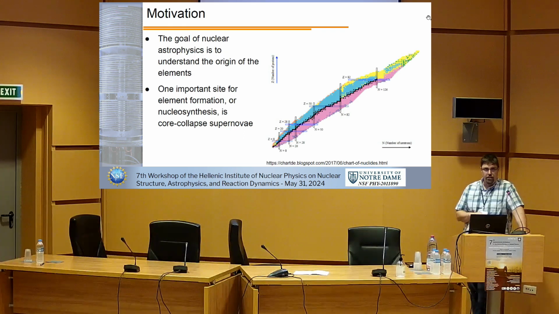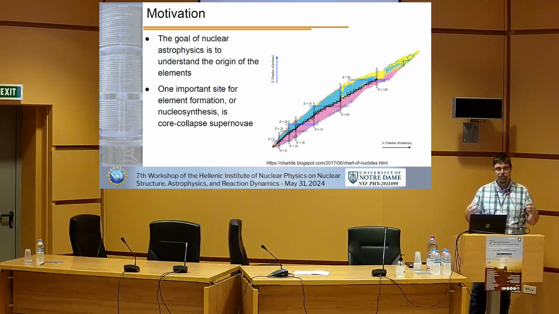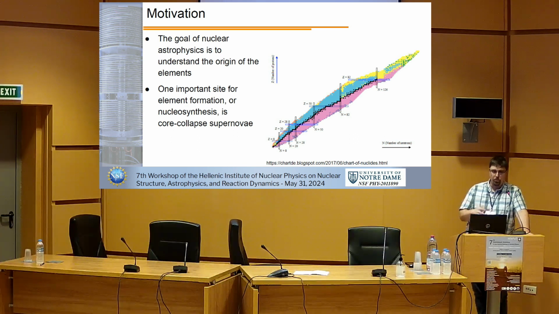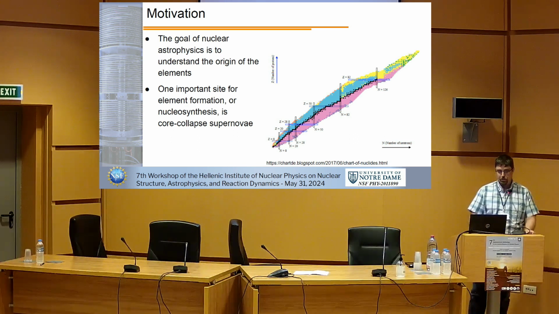In nuclear science today, one of the big questions we're trying to answer is to understand the origin of elements in the universe. Different stellar sites have different, more exotic reactions that occur, but for our purposes, we're going to focus on nucleosynthesis that occurs in core collapse supernovae.